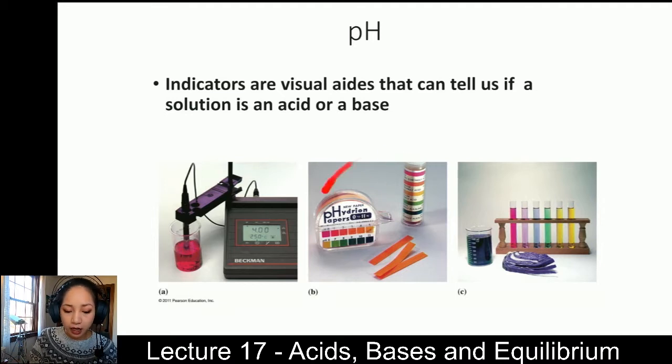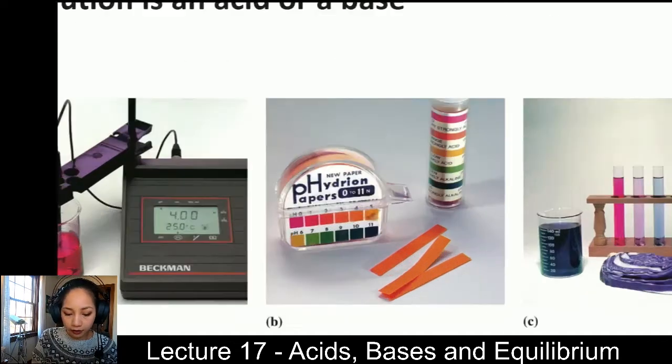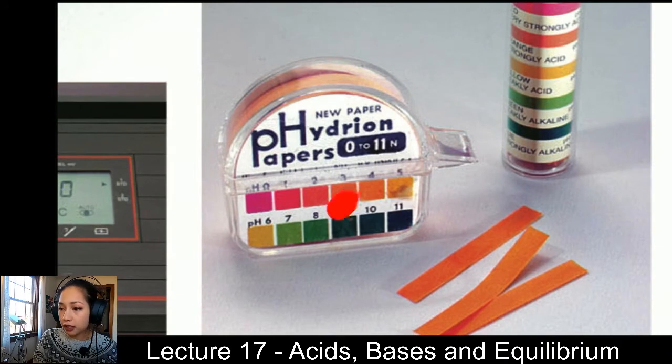You might have seen pH paper strips that look like this, and they turn different colors depending on what pH there is. And so there's like a reference chart here to tell you, okay, if you have basic solutions, you'll see these dark, like blue green colors. If it's more acidic, then you'll see these orange, red, yellow colors.